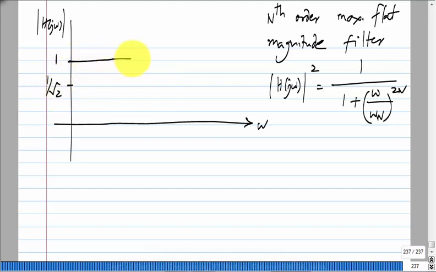A second order one will probably do that. A third order one will do that. A fourth order one will do that, and so on. So, it becomes a better and better approximation to a brick wall filter. Is this fine? Any questions about this?